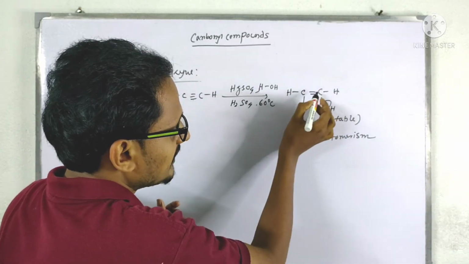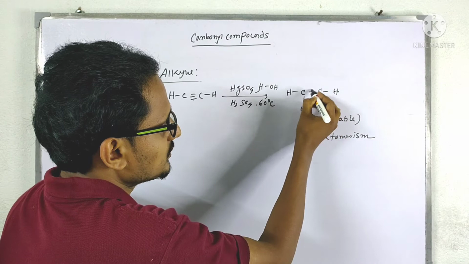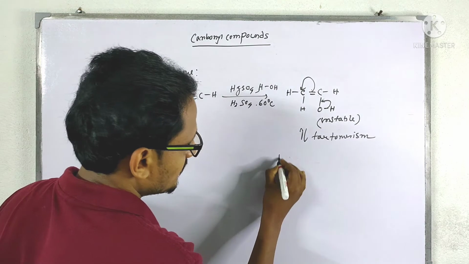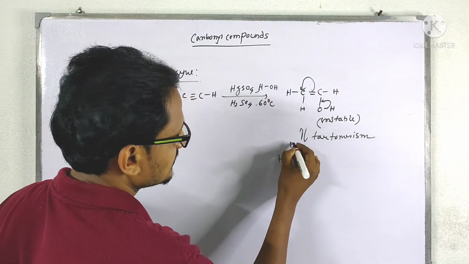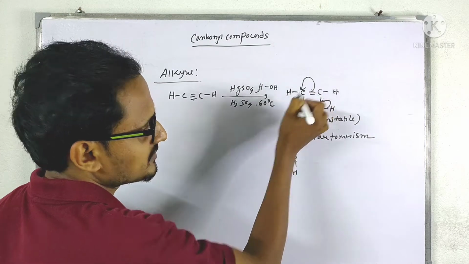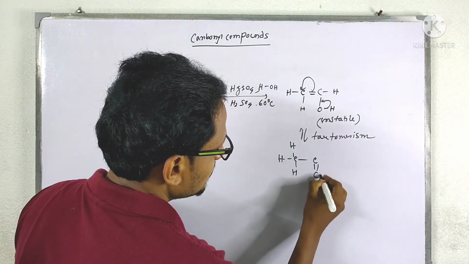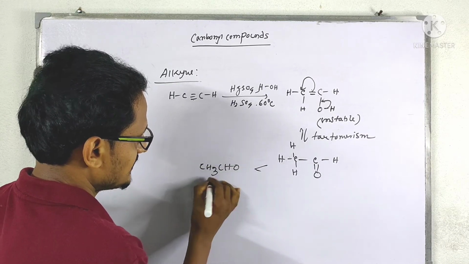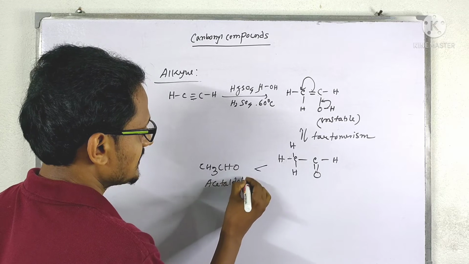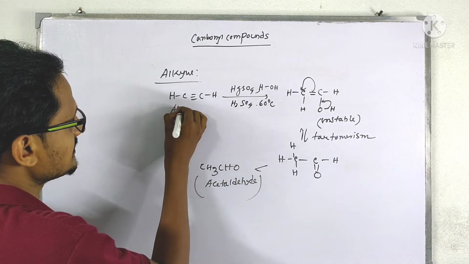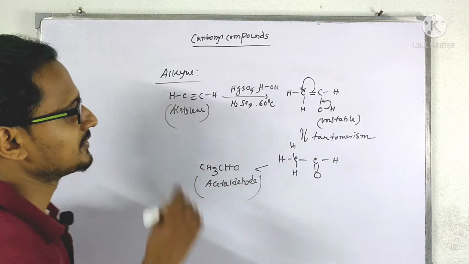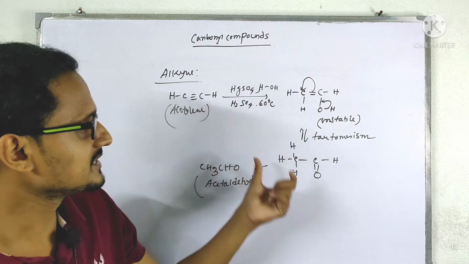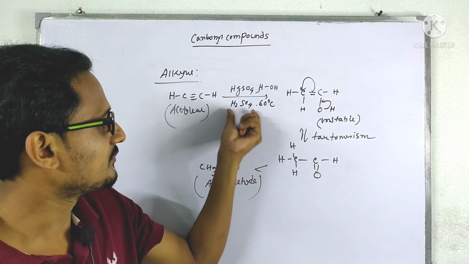Now here the valency of this carbon will increase, because 1, 2, 3, 4, it is making 5, so this bond will shift here, and it will take up one hydrogen. Another hydrogen will be there with C double bond OH. So it is nothing but CH3CHO, acetaldehyde, and this is from acetylene. So we can easily prepare acetaldehyde from acetylene using mercuric sulfate with sulfuric acid at 60 degrees centigrade with hydration.